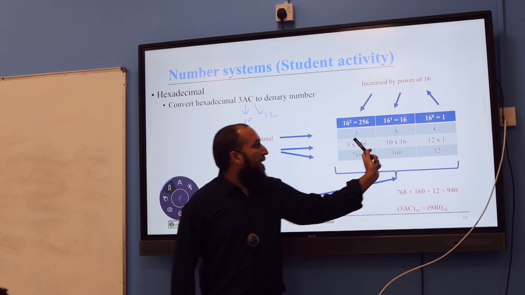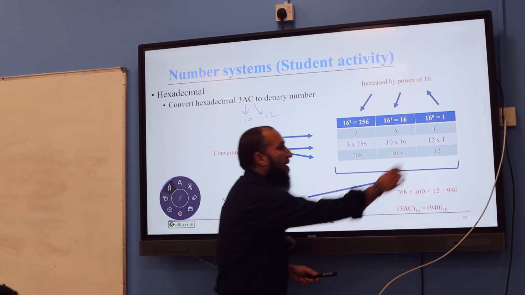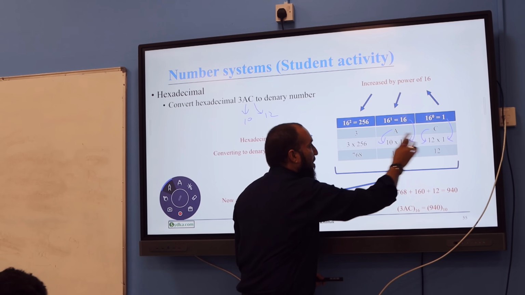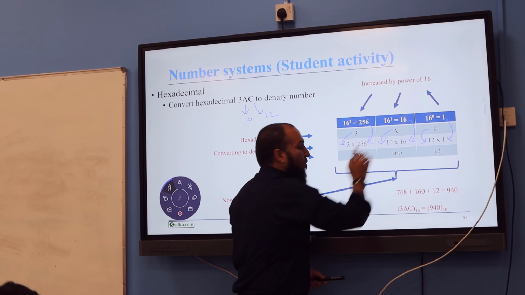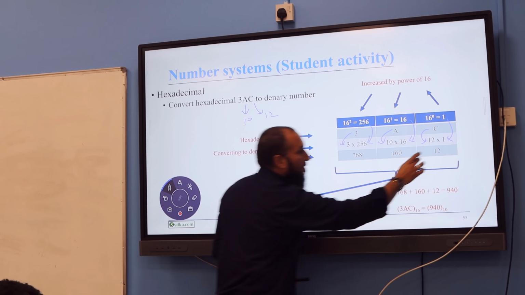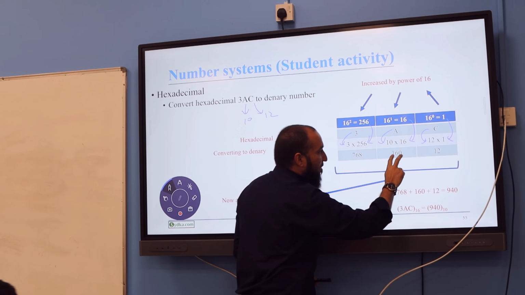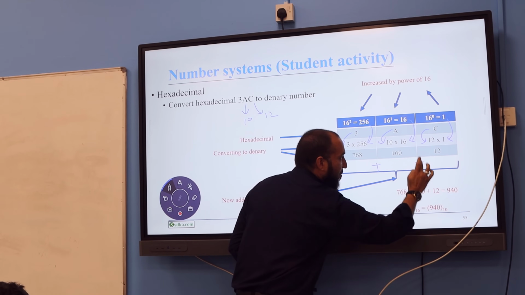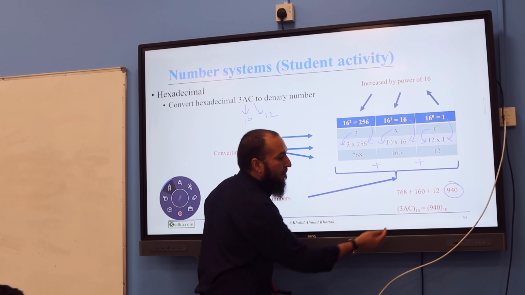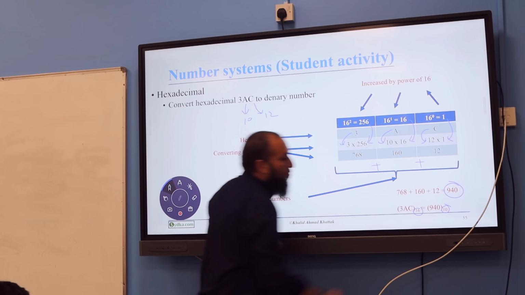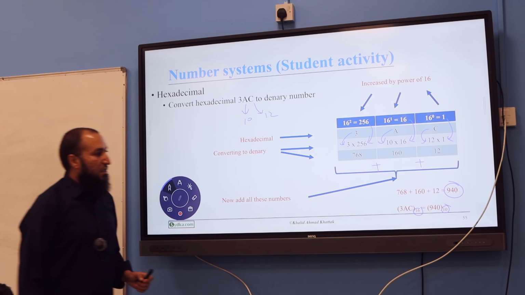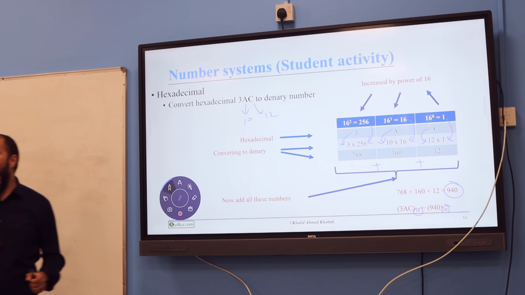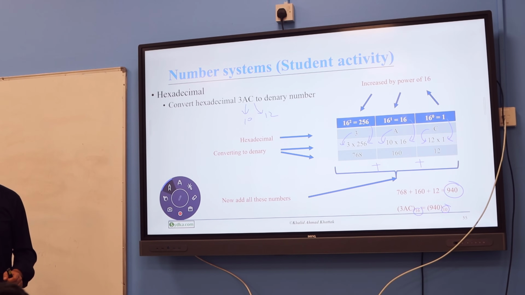Can you see here? We have 3AC. So we multiply, this is 12 with 1, 10 with 16, and 3 with this one. Next step, we multiply this 12, simplify this 160, simplify this 768, and add all these three numbers. We get 940. But remember to put the right base. So 3AC in base 16 is equal to 940 in base 10. Okay? How many of you got it right? Yes. Well done, good.